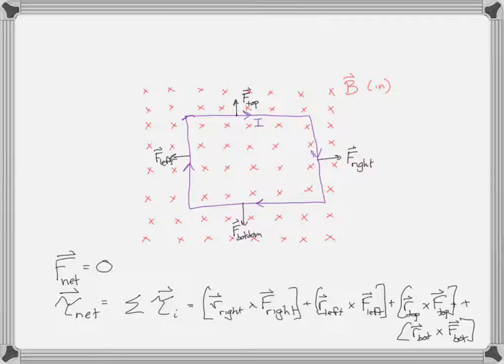Remember the definition of torque. The torque due to any force is r cross F. We have to choose an axis of rotation, and then the radius vector r is how far from the axis of rotation the force is being applied. Then we cross that with the force, r cross F, or rF sine theta. The net torque is the sum of all the individual torques. So the net torque is the torque due to the force on the right, the torque due to the force on the top, the torque due to the force on the left, and the torque due to the force on the bottom.